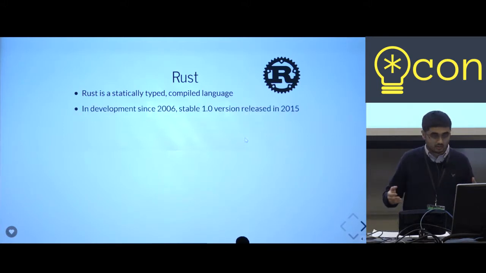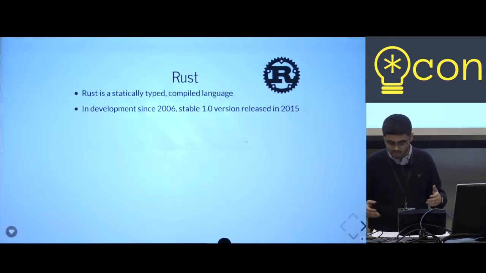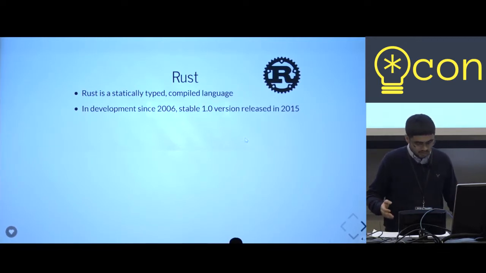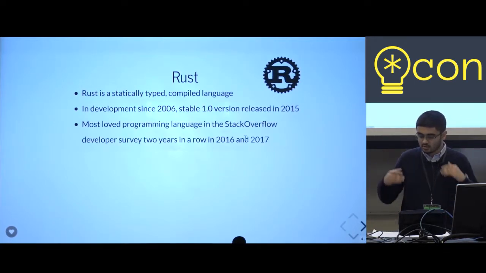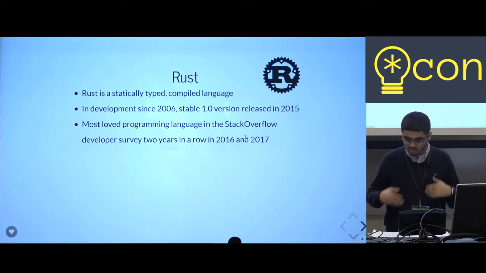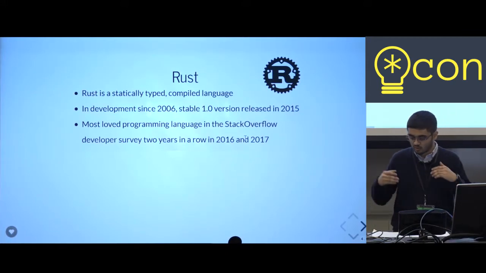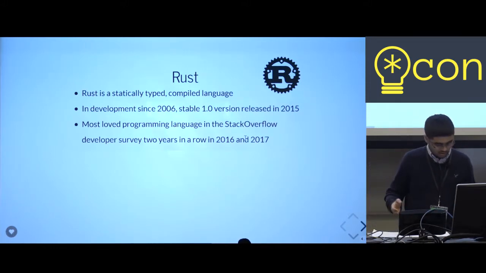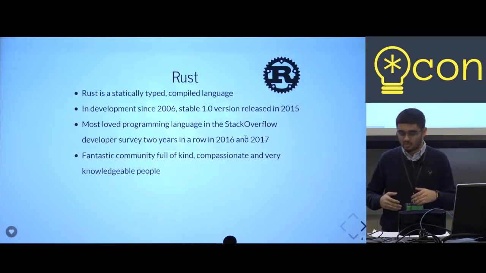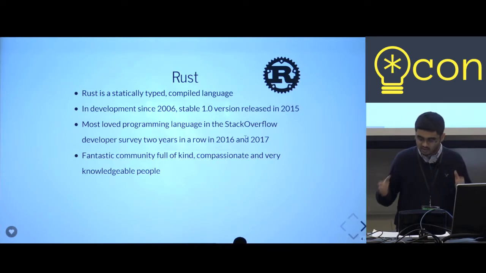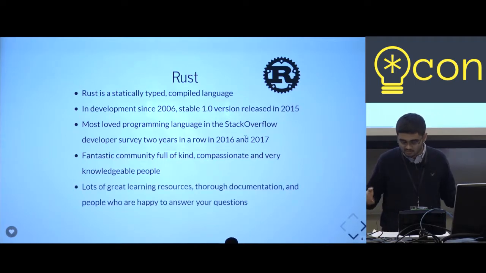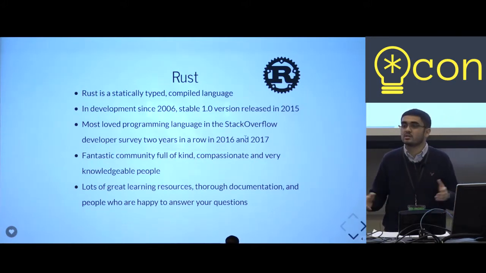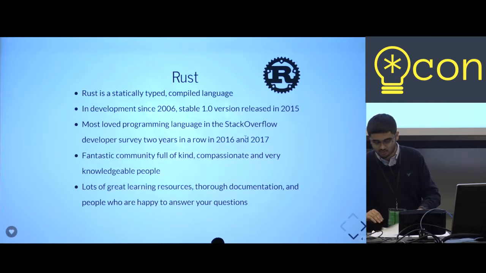Rust is also relatively new. It started development back in 2006, and the first stable release was in 2015. But since its release, Rust has been the most loved programming language on the Stack Overflow Developer Survey for 2 years in a row, in both 2016 and 2017. Rust's community is full of kind, compassionate, and very knowledgeable people. And this has made it so that there are tons of resources for learning Rust and plenty of people to help each other learn every day.